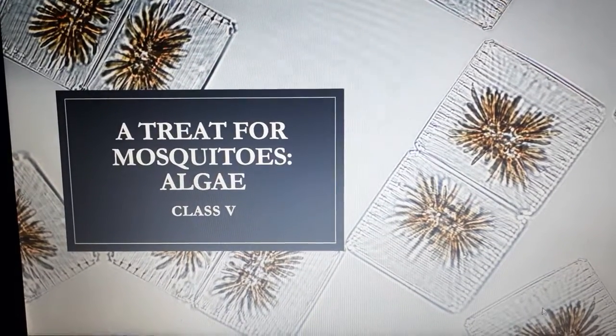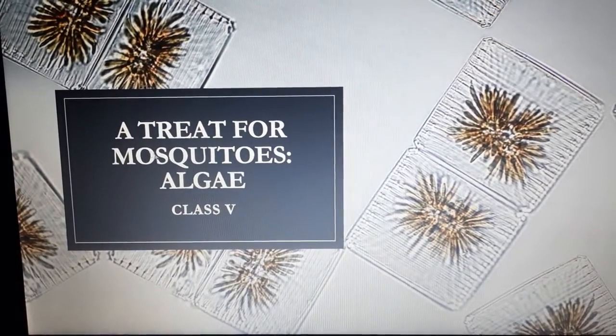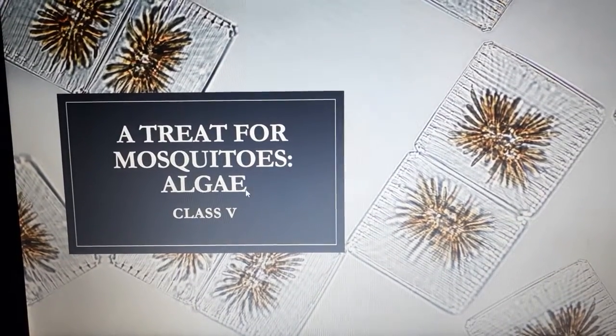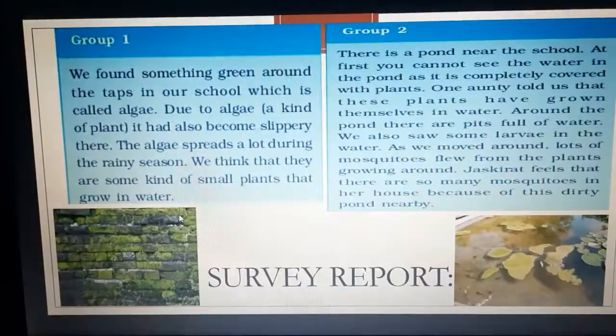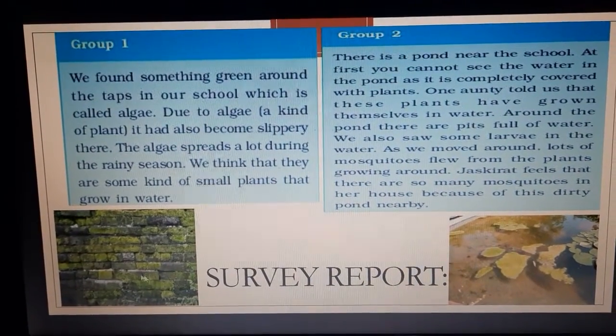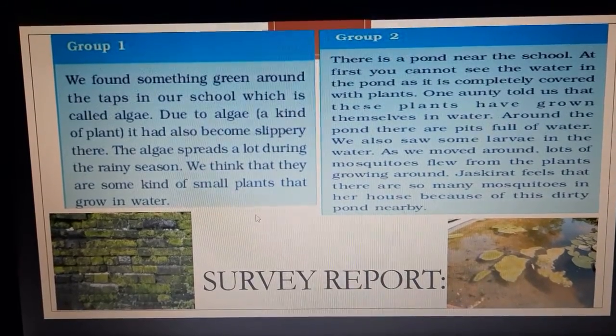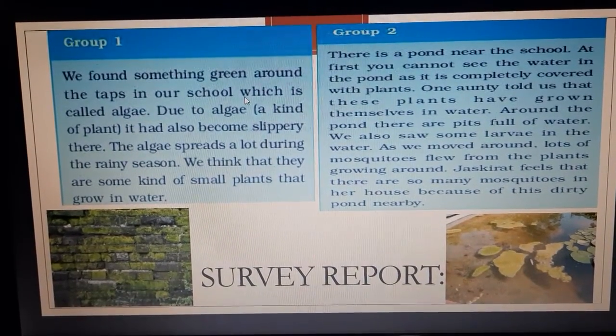This is your EVS class, and today we are going to study a treat for mosquitoes. The topic is algae. So, let's begin. Here is a report of a survey. These were the surveys which were done by two separate groups of students.